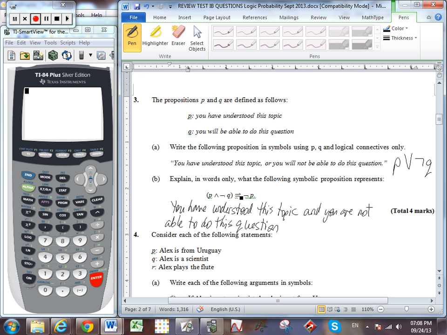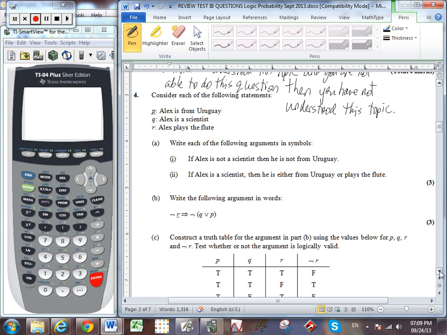And then I've got an arrow, and the arrow shows me then that in fact everything I've written so far is part of an if clause, and then everything that comes after the arrow is part of a then clause. Then not P, then you have not understood this topic. Okay. Number four.